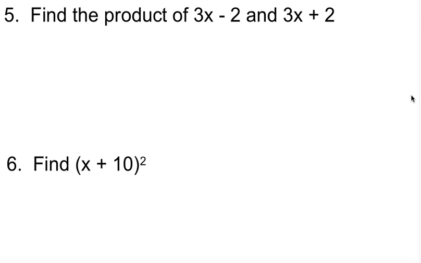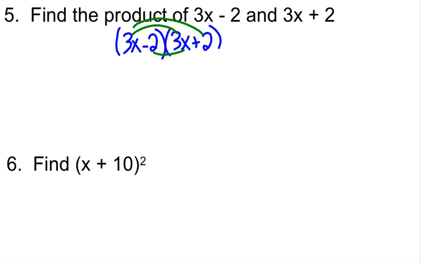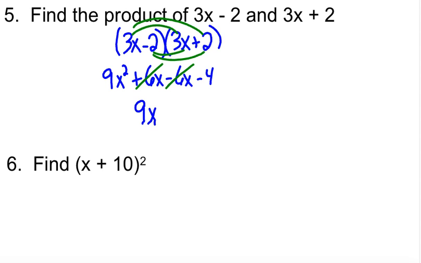So number 5, we want to find the product of 3x minus 2 and 3x plus 2. You can always just FOIL these out. So here and here, we end up with 9x squared plus 6x minus 6x minus 4. But you already knew, since it was 3x minus 2 and 3x plus 2, the same thing, just different signs, that these middle things were going to cancel out. And they certainly do, so we get 9x squared minus 4.